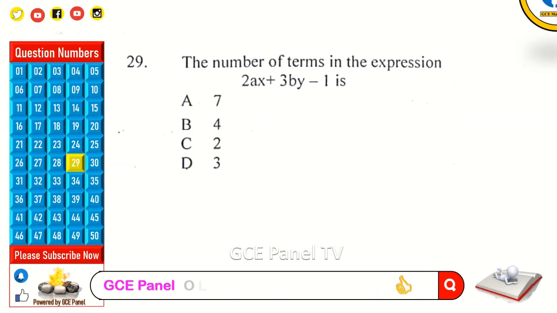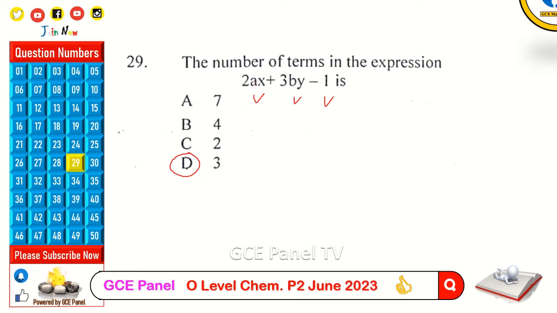Question 29. The number of terms in the expression 2ax plus 3by minus 1 is? This is the first term, this is the second term, this is the third term. Even the constant term is a term. So there are 3 terms. Some math tests go and count 1, 2, 3, 4, 5, 6, 7. Thank you so much. You are negatively blessed.